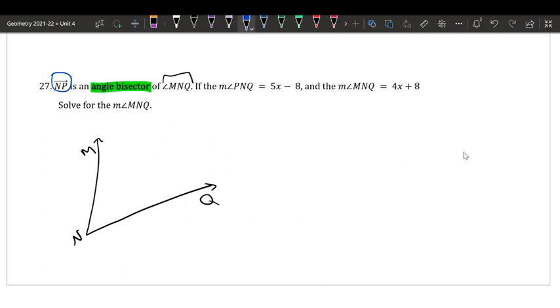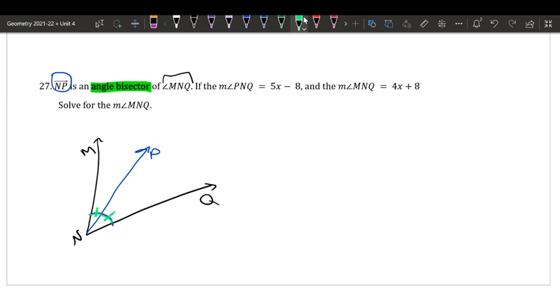So from N, going straight out, is P. And I know it's not just splitting up the angle, but it's bisecting it. So I'm also drawing the angle, and I'm marking each side congruent because it's been bisected. So that is very important, because it means they are the same.